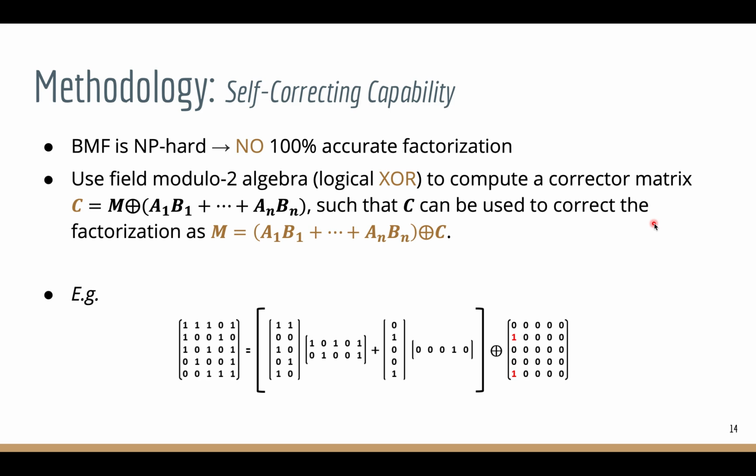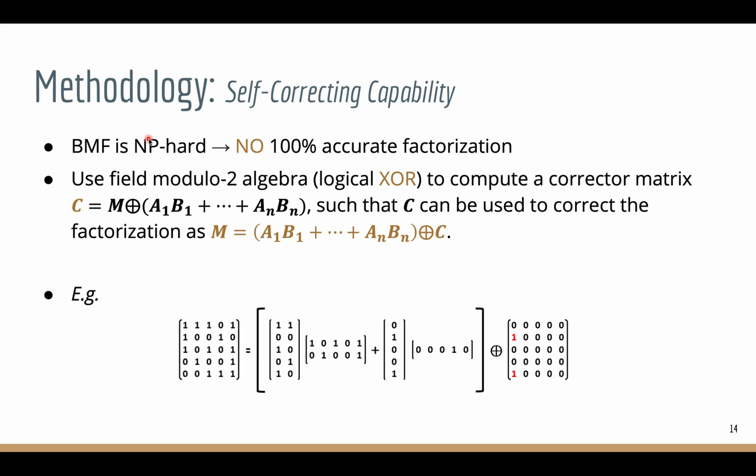However, as mentioned before, since BMF is an NP-hard problem, it is not possible to obtain 100% accurate factorization, which means so far our design is not able to run in full accuracy mode. 100% accuracy can be important in many applications, so in order to implement the full accuracy level, an auxiliary circuit is needed. In Boolean algebra, we are able to obtain the difference between two matrices using XOR gates.